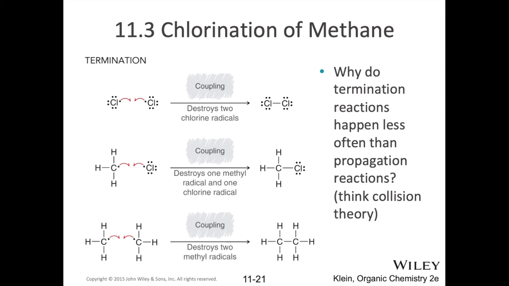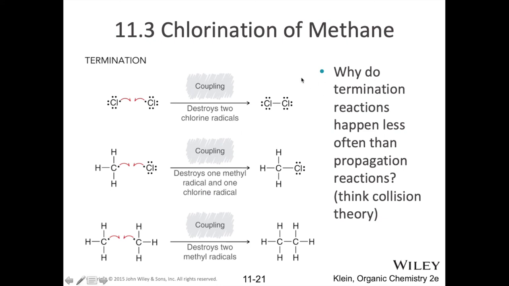Okay. But look at the termination possibilities here. What radicals did we have floating around in our propagation step? Well, we have chlorine radicals, we had methyl radicals, and that was about it. So, what combinations can we have? We could have a chlorine radical reacting with a chlorine radical, a methyl radical reacting with another methyl radical, or a methyl radical reacting with a chlorine radical. So all three of these are possibilities for a coupling.